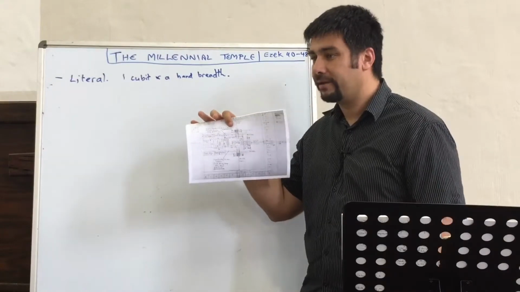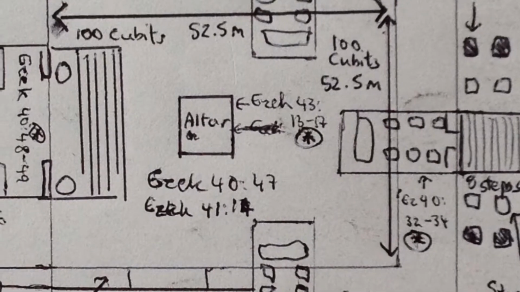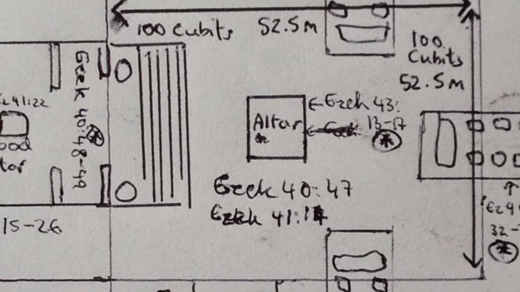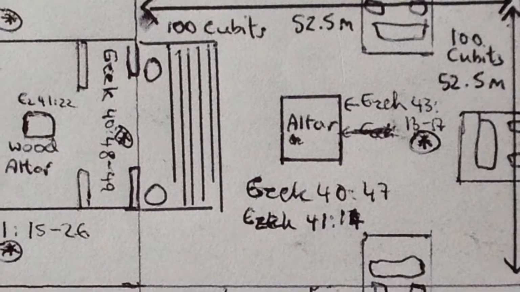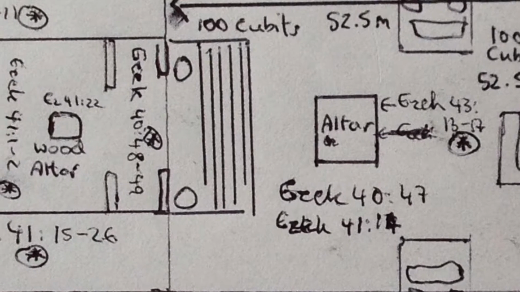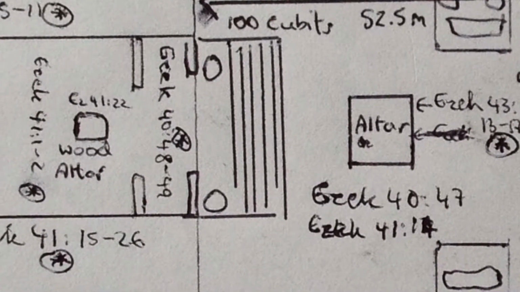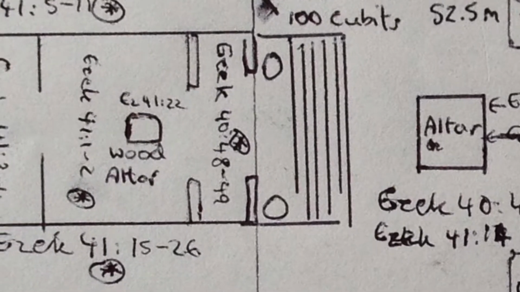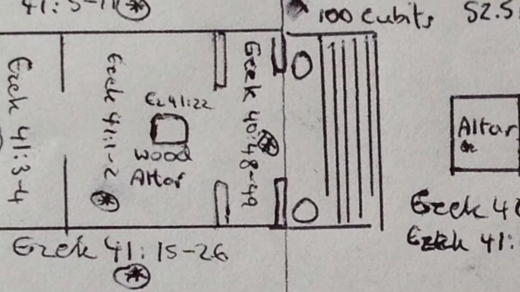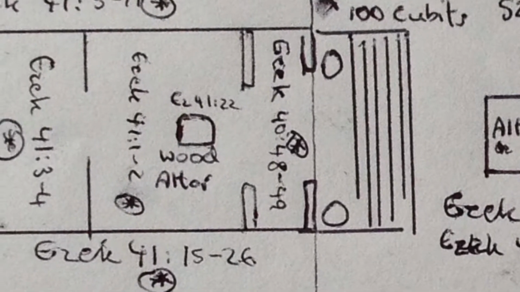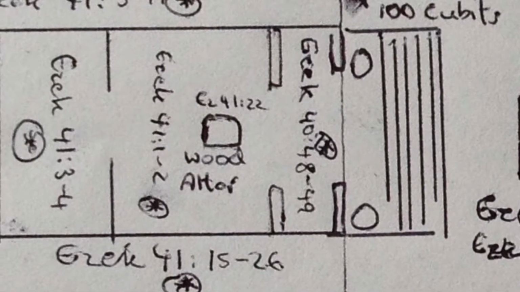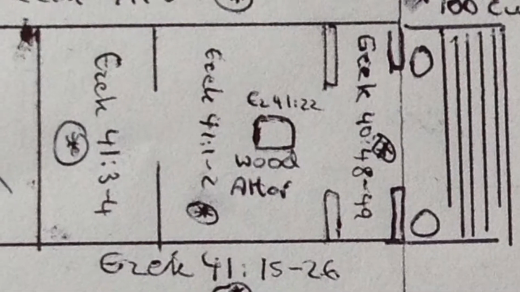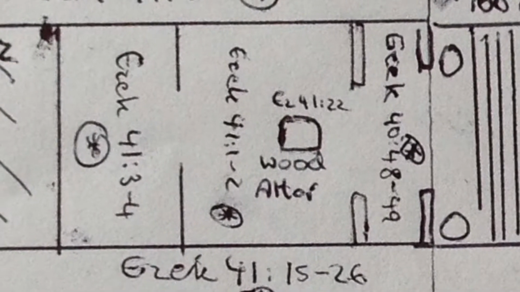One, there's no laver mentioned. There is no menorah mentioned. There is no altar of incense mentioned. And there is no table of showbread mentioned. There's no Ark of the Covenant mentioned. In fact, if you look at Jeremiah 3 verse 16, it says, "It shall be in those days when you are multiplied and increased in the land, declares the Lord, they will no longer say the Ark of the Covenant of the Lord, and it will not come to mind, nor will they remember it again."